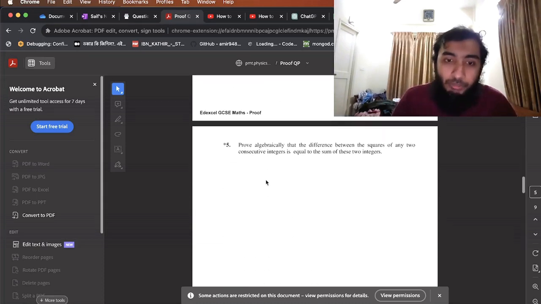So I'll go to number 5, which is you have to prove algebraically that the difference between the squares of any two consecutive integers, this is very important, consecutive integers, is equal to the sum of these two integers.